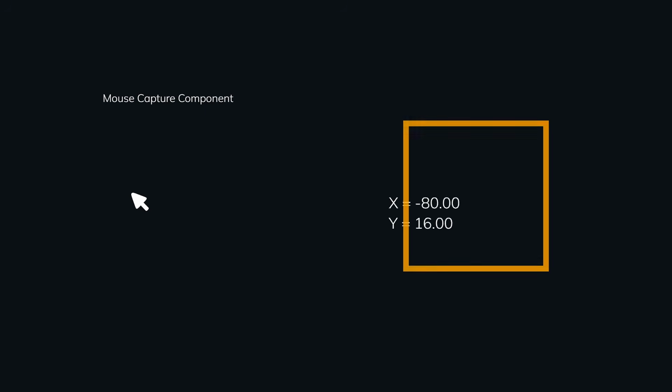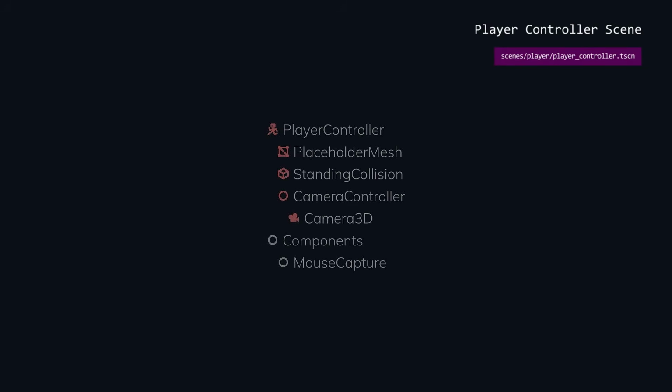Then other scripts can get that data when they need it. First, we're going to create a components node to just organize things better, and then a basic node for our mouse capture component. And with that, let's take a look at the mouse capture script. I've given the script a class name. This helps with typecasting and other scripts so that I can get autocompletes and just honestly helps organize things better.